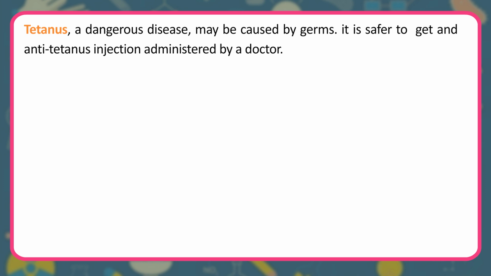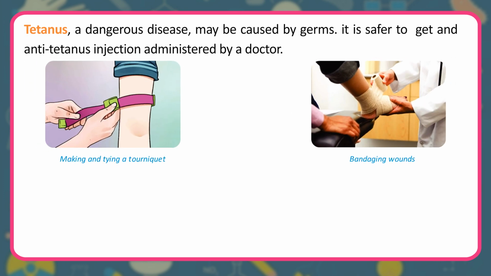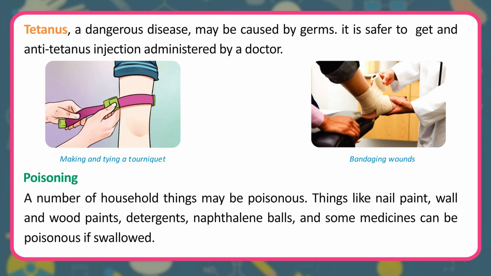Tetanus, a dangerous disease, may be caused by germs. It is safer to get an anti-tetanus injection administered by a doctor. Making and tying a tourniquet. Bandaging wounds. Poisoning. A number of household things may be poisonous.